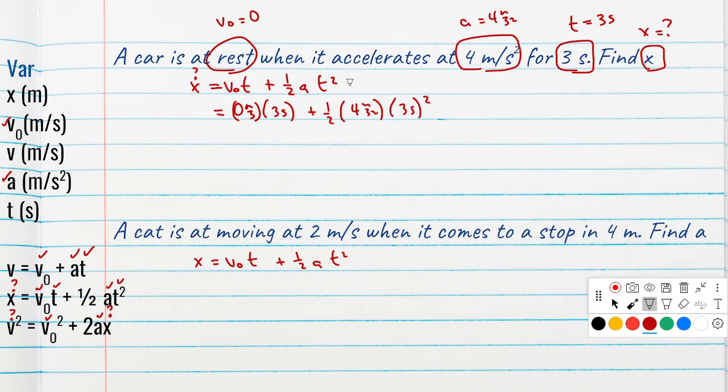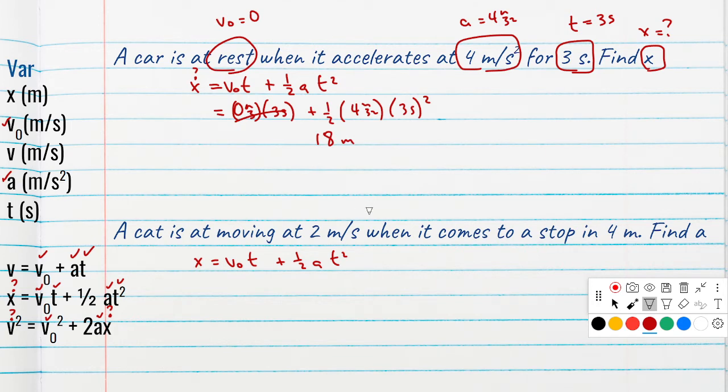Make sure that you keep up with all those exponents and all the little details of where people get lost on this thing. There's nothing hard about physics, but there's a lot of little details that you've got to pay attention to. 0 times 3 is 0, so that goes away. Right here, 3 squared would be 9. 9 times 4 is 36. Half of 36 would be 18.